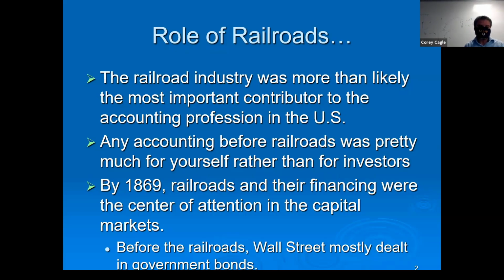Railroads, by about 1869, because it was such a huge undertaking, needed all this financing. They became the center of attention in the capital markets. Before the railroads, Wall Street's mostly dealing in government bonds and stuff like that.